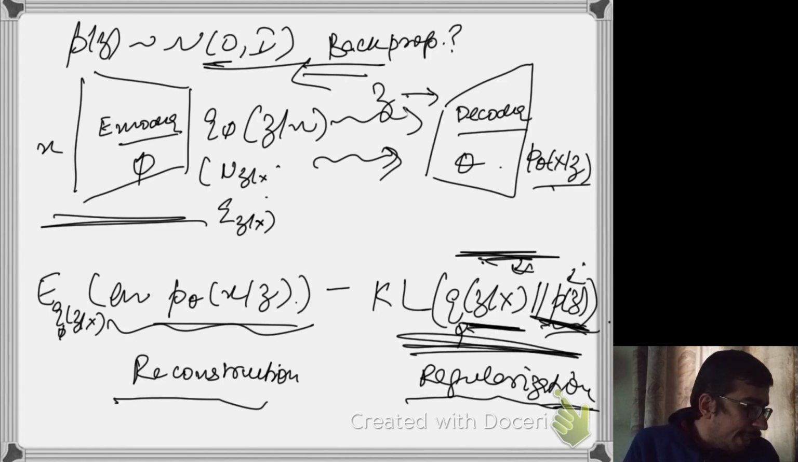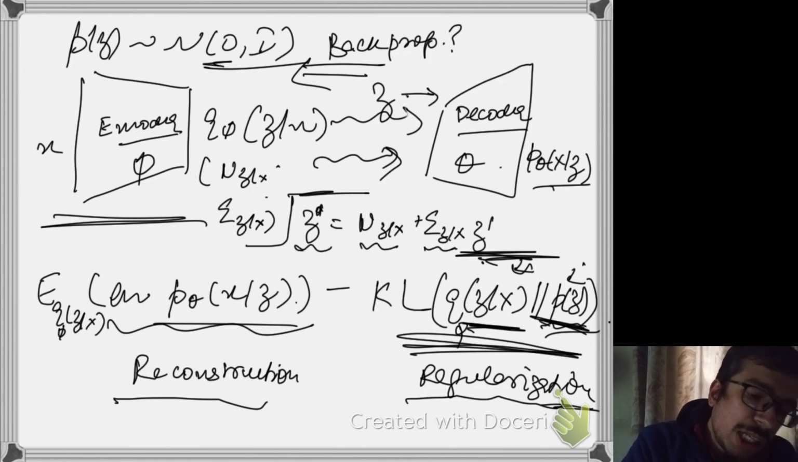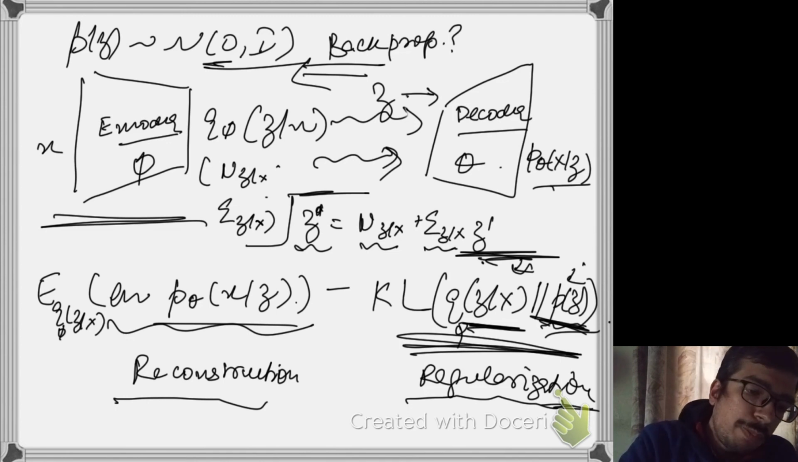So the idea is that we are going to define this variable Z as mu of Z given X plus sigma of Z given X times Z prime, where Z prime is standard normal. So there is a random variable part, and there is a parameterized part, and we are now splitting it across.